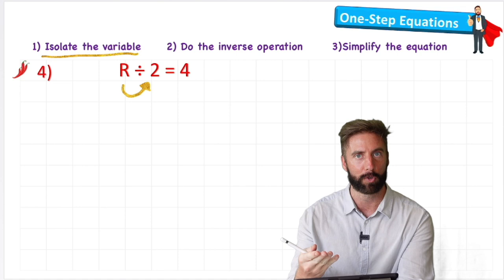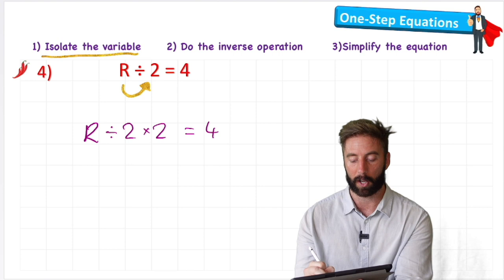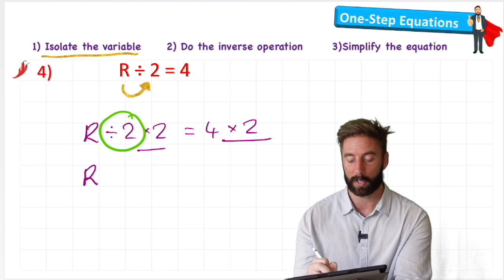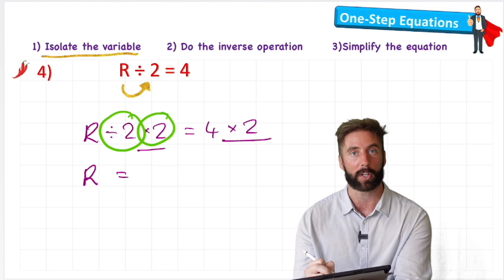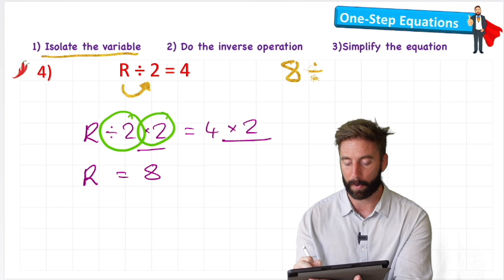So let's do it. r divided by 2 times 2 equals 4. But I can't just leave my 4 like that, can I? Because I've added a times 2 on this side, so I must add my times 2 on this side. Now let's do my next line of the equation, r. And now my divide 2 is cancelled out by my times 2, so I can just keep it as r. r equals 4 times 2, and 4 times 2 is 8. r equals 8. Let's check it by substituting the value of 8 in for r in my equation, and 8 divided by 2 equals 4. Yes, it is. Give myself a big tick.